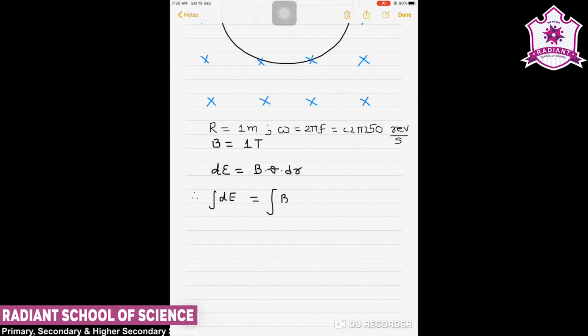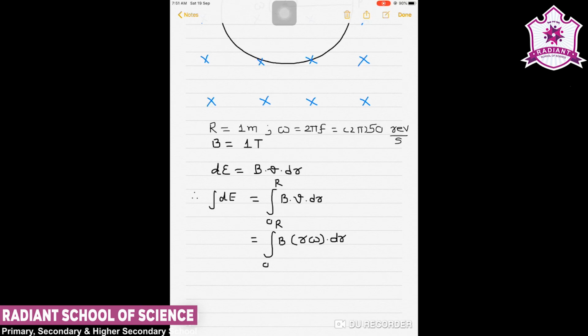integration BV dr from 0 to r. This is the arrangement, the length of the rod. Now we know that V is r omega, so we can replace that. So 0 to r, then B, in place of V we will replace r omega, and dr as it is.